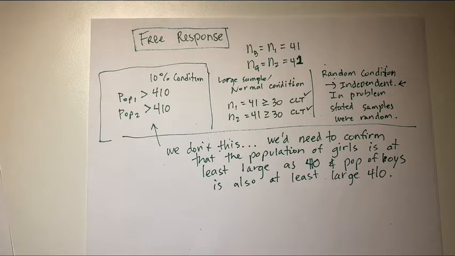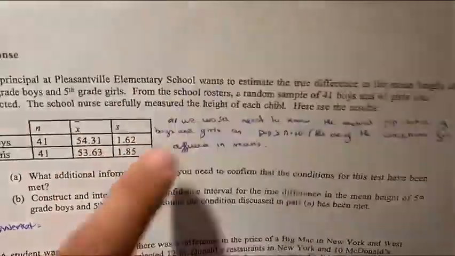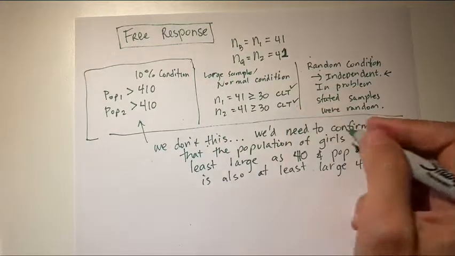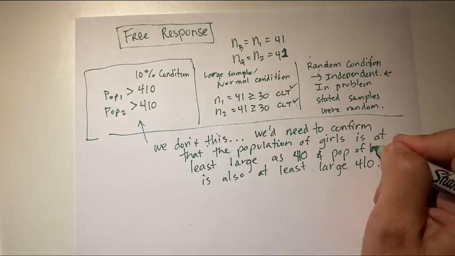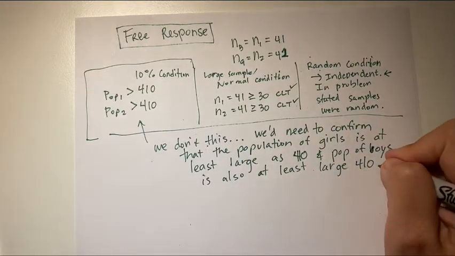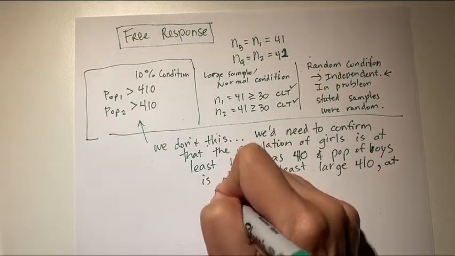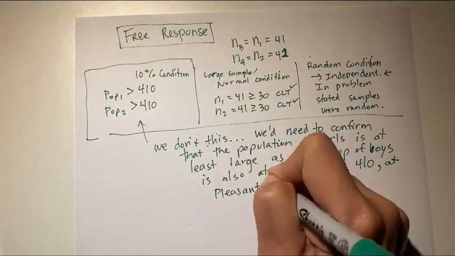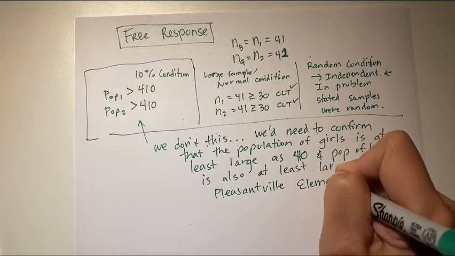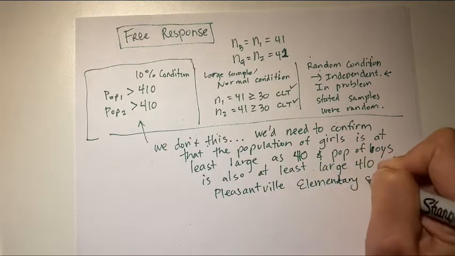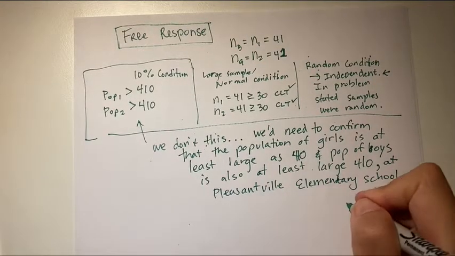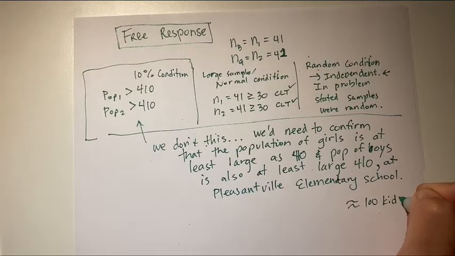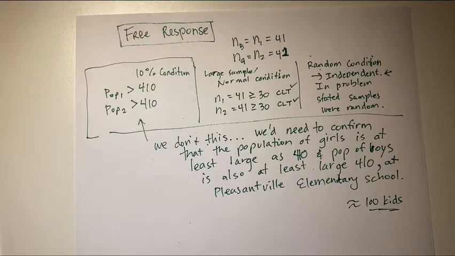Now, why would this be suspect? Well, we're interested in making an inference about Pleasantville Elementary School. We need to confirm that the population of girls is at least as large as 410, and the population of boys is also at least as large as 410 at Pleasantville Elementary School. I can tell you at my elementary school, there were only about 100 kids in total. So this condition would not have been met.